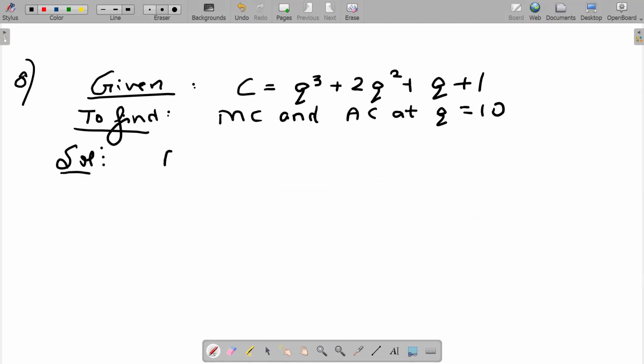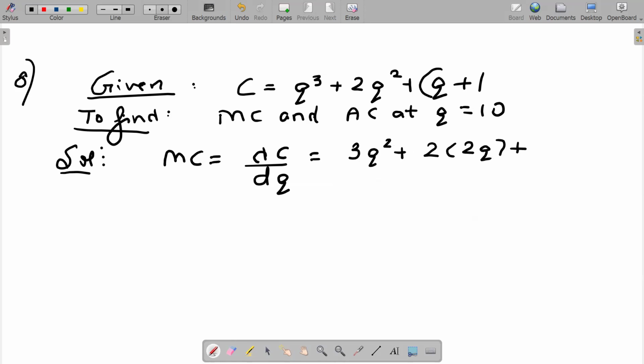How will I find the marginal cost? It's nothing but the derivative of the cost function with respect to Q. So if I do dC by dQ, I get 3Q square. I have to differentiate. Students should know how to differentiate a given function in one variable. So that's 3Q square plus 2 times the derivative of Q square, which is 2Q.